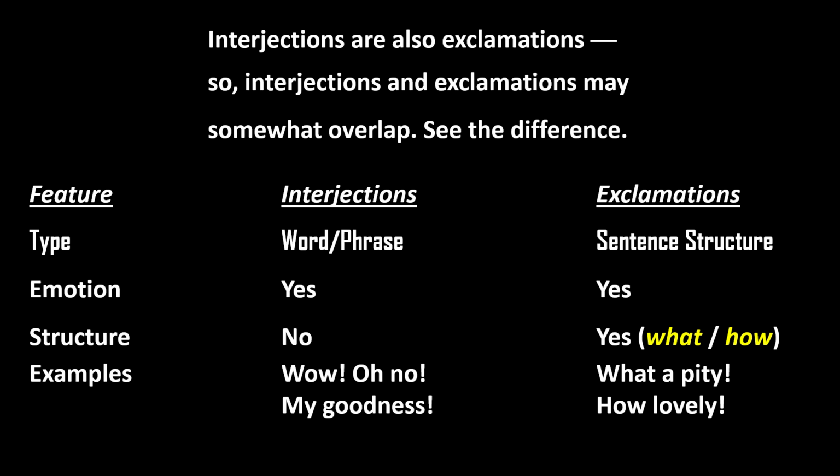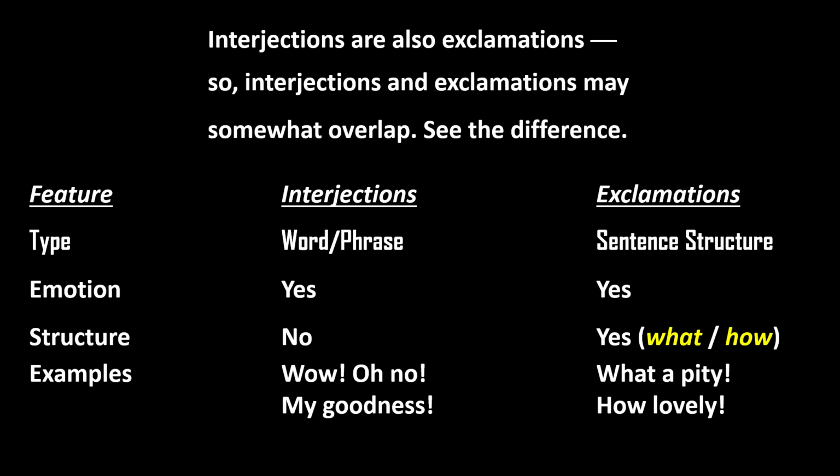So interjections and exclamations may sometimes overlap. So let us see the difference. Although interjections are exclamations and sometimes they overlap, see the differences. Feature: type. An interjection could be a single word or a phrase. Exclamations, sentence structure: they have a sentence structure. Emotion: in both cases we have it. Structure: interjection, there is no structure. Alas, no structure. But exclamations, they have a structure.